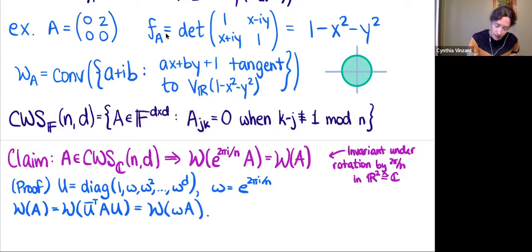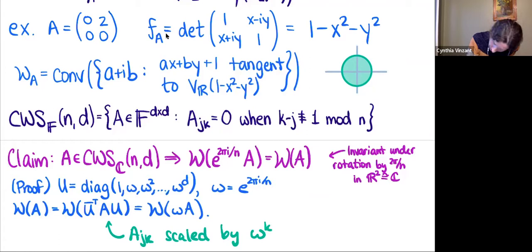But if I take a matrix with this very special banded structure and this specific unitary matrix U, then the matrix I get here, the A_jk entry, just gets scaled by a root of unity, the (k minus j)th root of unity, assuming I've set this up correctly. And so in fact, if I zero out all of the entries except where this value is just one, then this ends up being equal to the numerical range of just a scalar multiple of my original matrix.